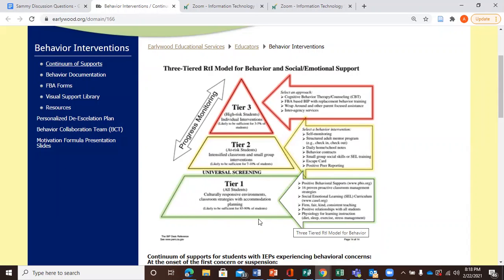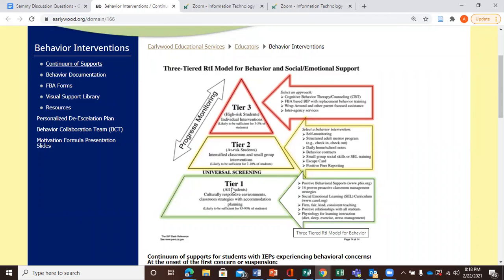So when we think about tier 1, these are things that we can put into place to help all students. So this is typically across the entire classroom. So this might be, for example, this 4th bullet point is talking about firm, fair, kind, consistent teaching, positive relationships with all students. So these are things that teachers are providing to all students.